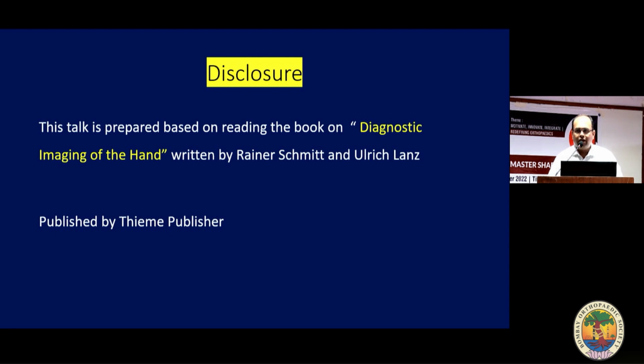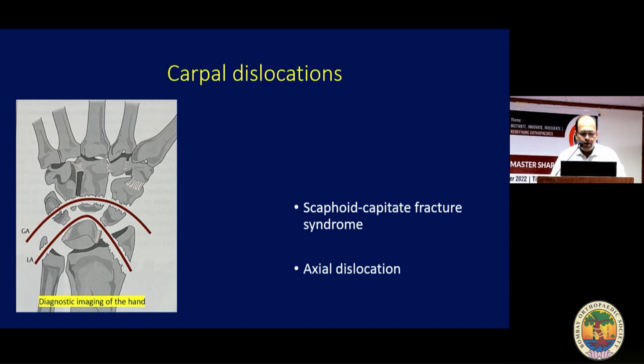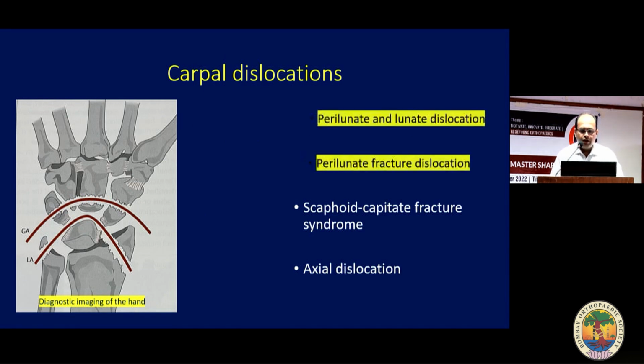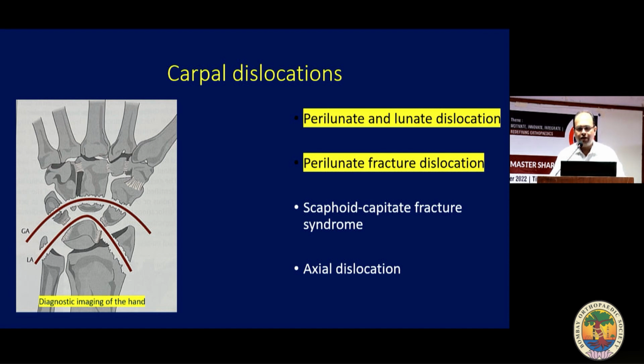There is a nice book on diagnostic imaging of the hand, and I have made my talk based on reading that. Of the four important things about carpal dislocations, I am going to cover the first two: perilunate and lunate dislocations and perilunate fracture dislocations. The other two we are not going to discuss here.